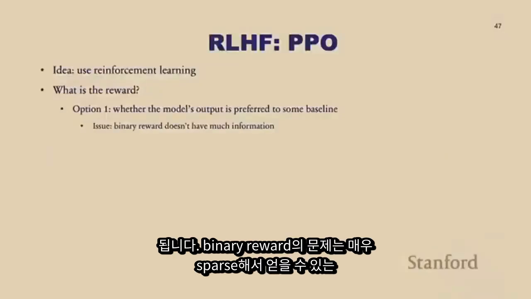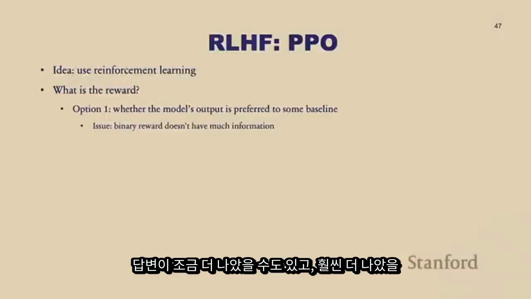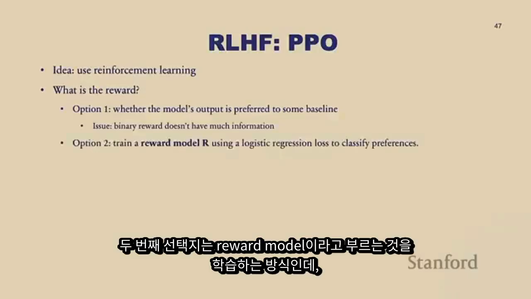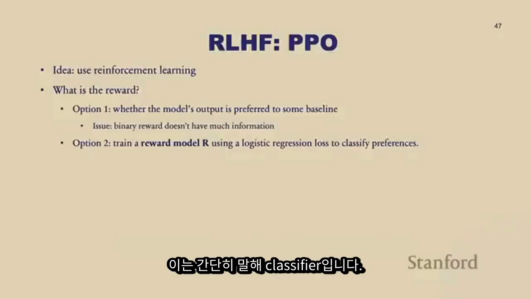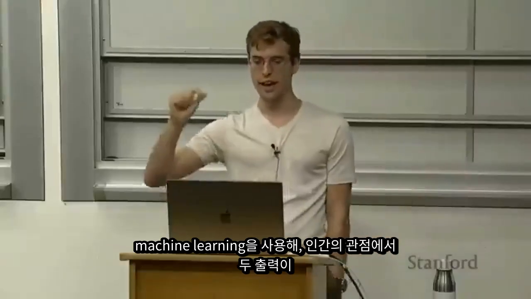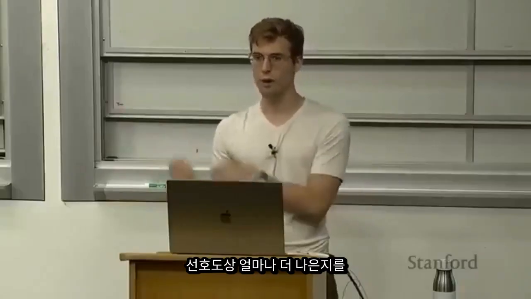The problem with binary reward is that it's very sparse, and you don't get much information out of it. Maybe your answer was slightly better, maybe it was way better, and you don't really know from this how much better it was. So option two is that you can train what we call a reward model, which is simply a classifier. So you use machine learning to classify how much better two outputs are from the perspective of the human.